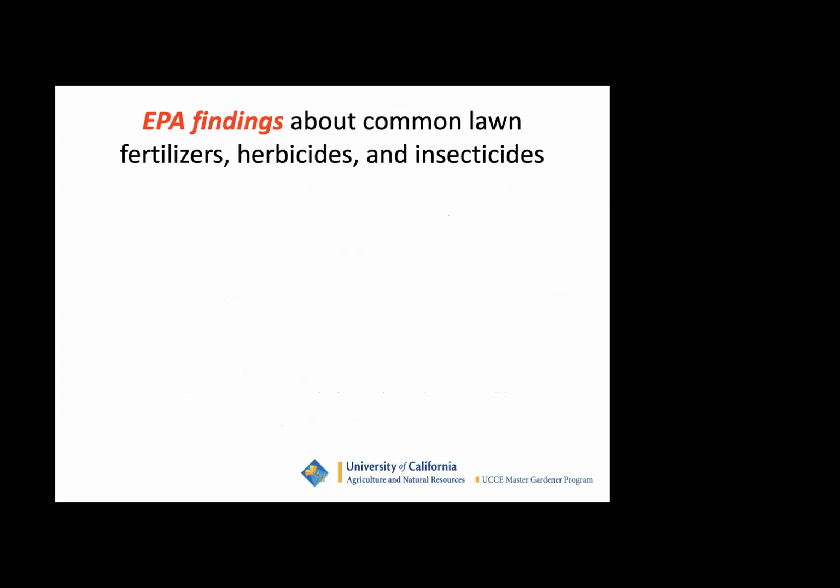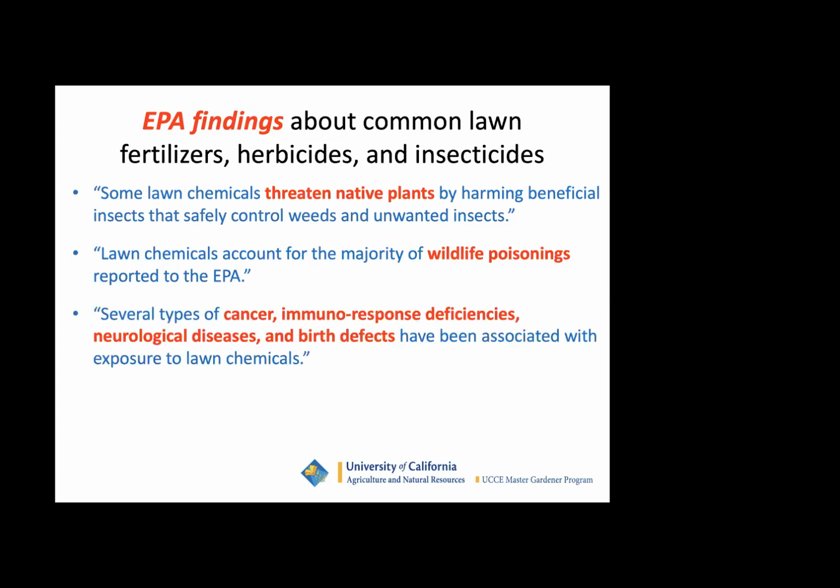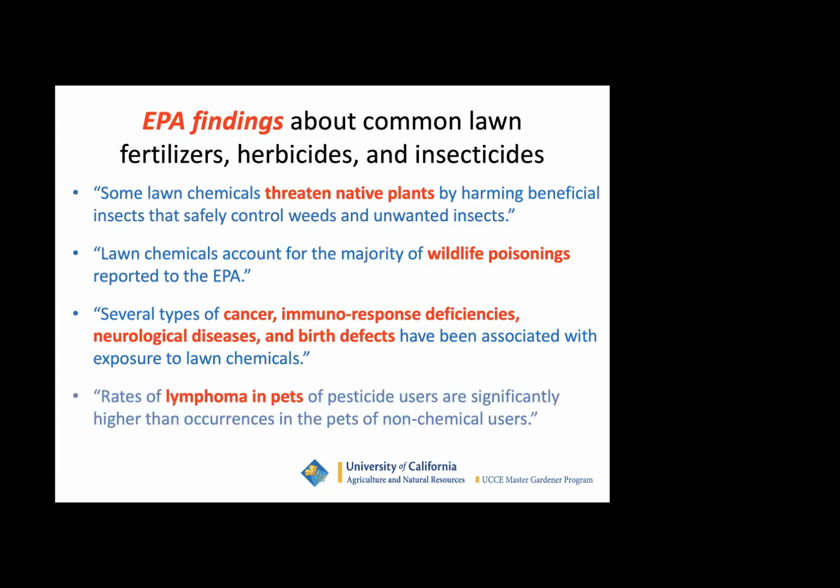So here are some specific EPA findings about lawn fertilizers, herbicides, and insecticides. And these are direct quotes. Some lawn chemicals threaten native plants by harming beneficial insects that safely control weeds and unwanted insects. Kind of backs up what I was just saying. Lawn chemicals account for the majority of wildlife poisonings reported to the EPA. Several types of cancer, immunoresponse deficiencies, neurological diseases, and birth defects have been associated with exposure to lawn chemicals. And the rates of lymphoma in pets of pesticide users are significantly higher than occurrences in the pets of non-chemical users. So that's just a reminder that we always want to try and do no harm when we're out in the garden.